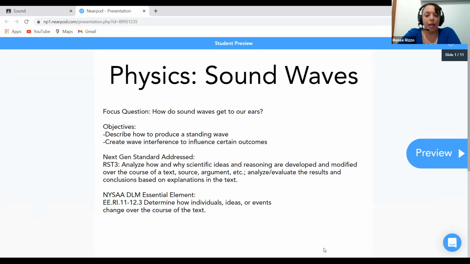RST3. Analyze how and why scientific ideas and reasoning are developed and modified over the course of a text, source, argument, etc. Analyze, evaluate the results and conclusions based on explanations in the text. The NCSC DLM essential element addressed: determine how individuals' ideas or events change over the course of a text.